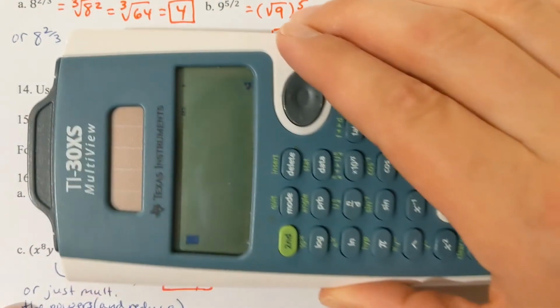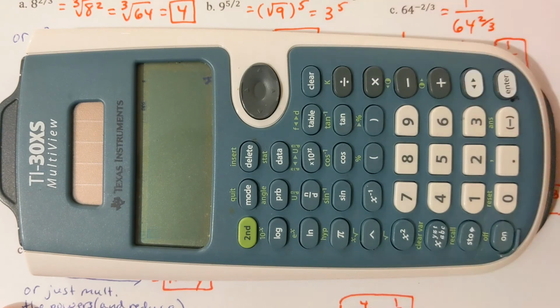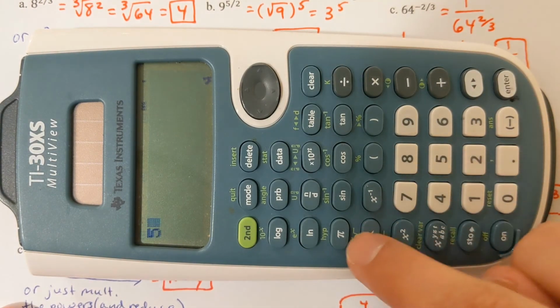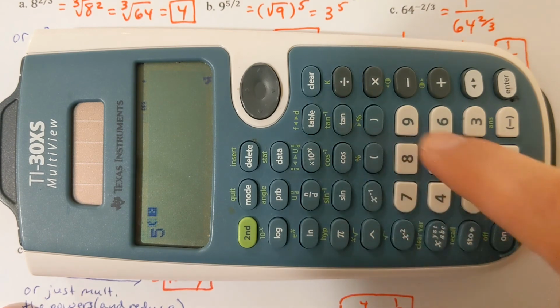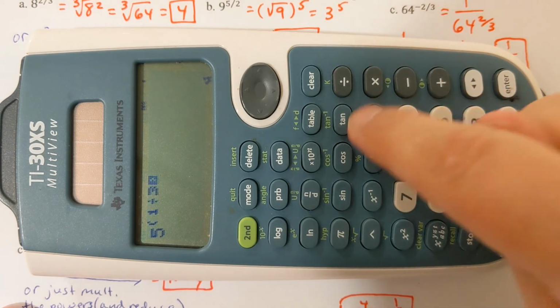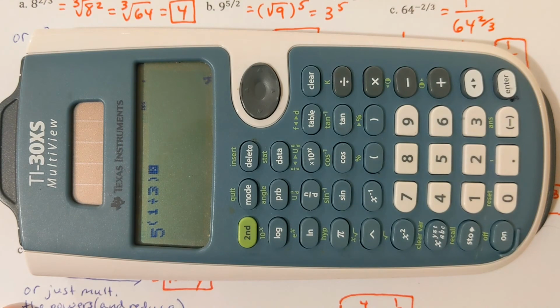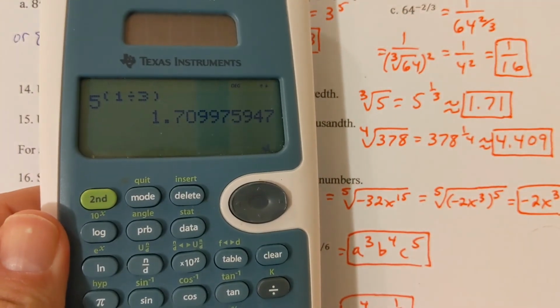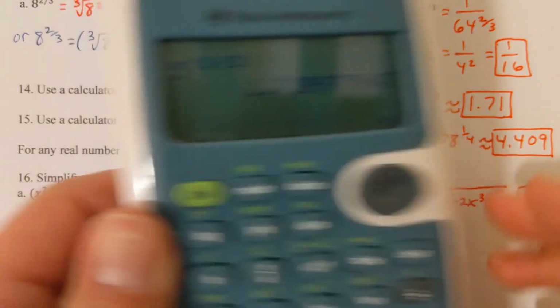Now, my calculator can do exponents. Any calculator can do exponents. So I could type in 5 to the power 1/3. And of course I'd want parentheses there so that the 1/3 is entirely in the power. Hit enter and you still get the same result, 1.71 if you go to the nearest 2 digits.